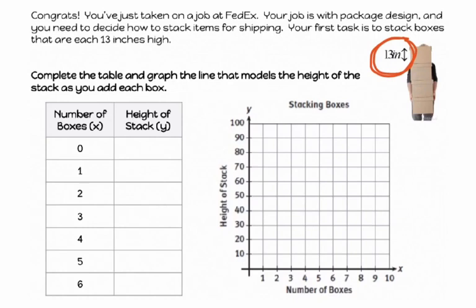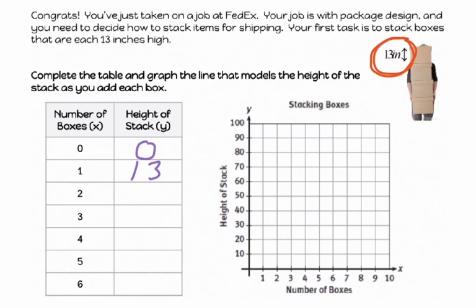Okay, so we're stacking boxes, each one 13 inches. We're basically filling out the table by 13, and then I think we're going to go on and graph it. So let's knock out this table real quick. So we have 0 boxes. We have 0 as far as our height. So throw in a 0 there. We got nothing. If we put 1 box, well, 1 box is 13 inches, so we should start off with 1 box at 13. And that might be our unit rate right there, but we'll come back to that.